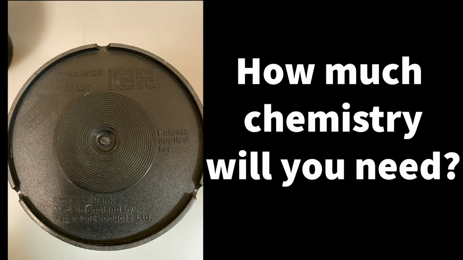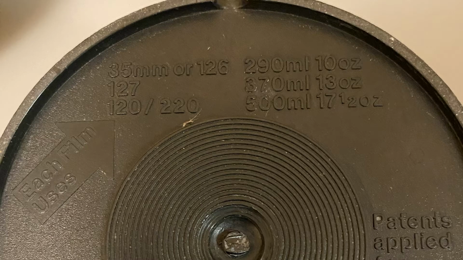The next thing you need to figure out is how much chemistry you will need. So on the bottom of your tank, there's actually writing that tells you exactly how much chemistry is required to cover each roll of film. So here it is on the bottom. You will see that for a 35 millimeter reel, you need about 300 milliliters or 10 ounces, whichever measurement makes more sense to you, of each chemical to cover the reel completely. So that's important to know so that when you lay out all your chemicals, you know how much to pour.